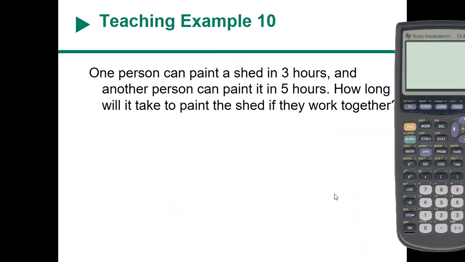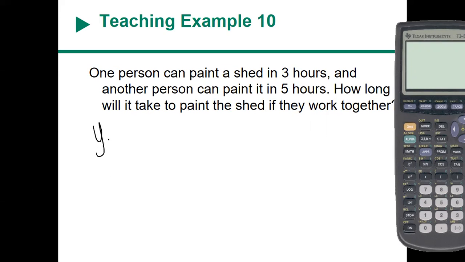Okay. All right. So here we have one person can paint a shed in 3 hours and another person can paint it in 5 hours. How long will it take to paint the shed if they work together? And the other person paints it in 5 hours. How long will it take for them to paint the shed together?